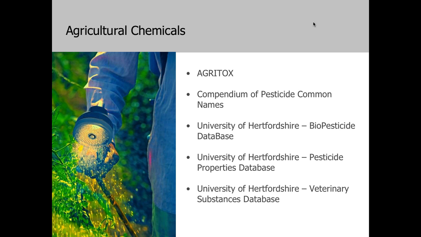The next 3 databases came from the University of Hertfordshire. Again, it's a biopesticide database, a pesticide database, and a veterinary database. These are databases that contain information on chemical identity, chemical and physical properties, human health, ecotox data, and more things along those lines.